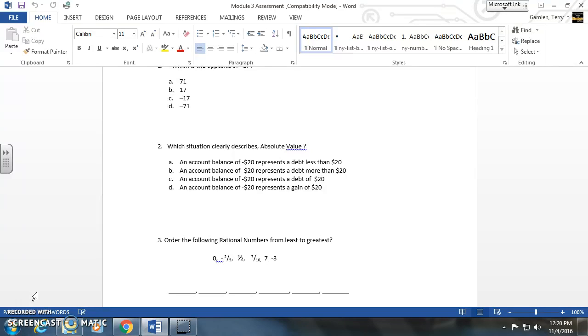A. An account balance of negative $20 represents a debt less than $20. B. An account balance of negative $20 represents a debt more than $20. C. An account balance of negative $20 represents a debt of $20. Or D. An account balance of negative $20 represents a gain of $20.